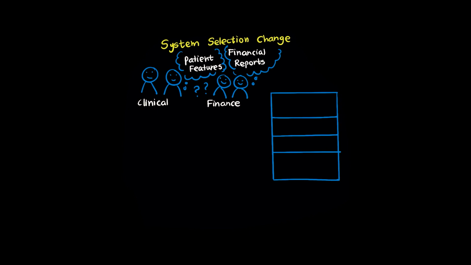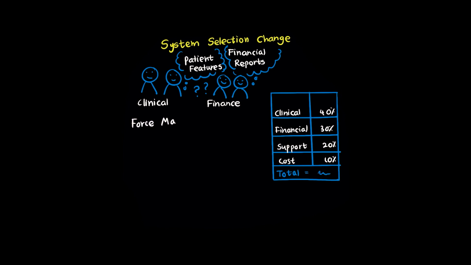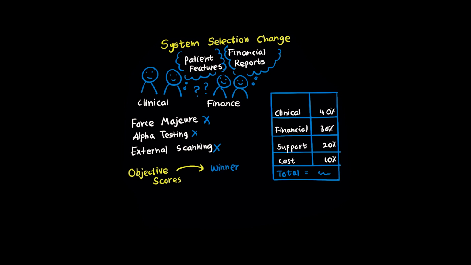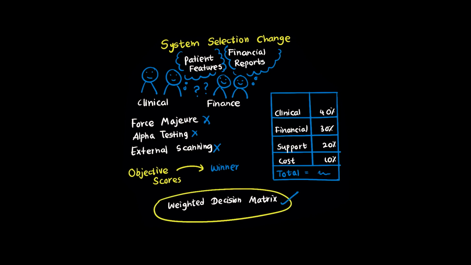Each criterion gets a numerical weight based on importance. Clinical features might score 40%, financial reporting 30%, and so on. Then we rate each vendor against these criteria. The math doesn't lie. Force majeure clauses are for contracts, not selection. Alpha testing happens after choosing. External scanning just identifies options. But a weighted matrix? It transforms subjective arguments into objective scores, enabling fair comparison across diverse stakeholder priorities. Numbers beat opinions.